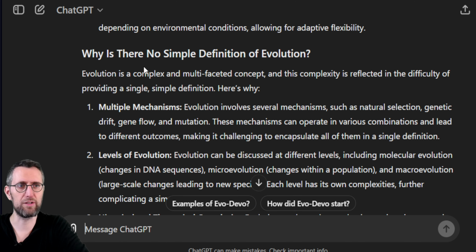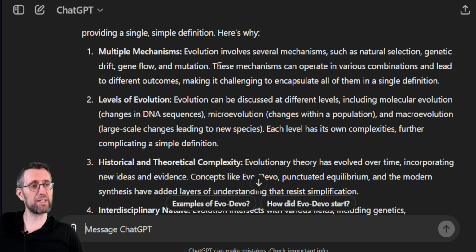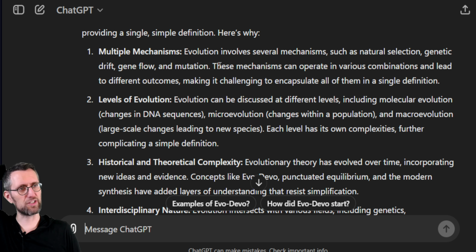But let's look here. So why is there no simple definition of evolution? Evolution is a complex and multifaceted concept, and this complexity is reflected in the difficulty of providing a single simple definition. Here's why. So there are multiple mechanisms. Evolution involves several mechanisms such as natural selection, genetic drift, gene flow, and mutation. These mechanisms can operate in various combinations and lead to different outcomes, making it challenging to encapsulate all of them in a single definition.